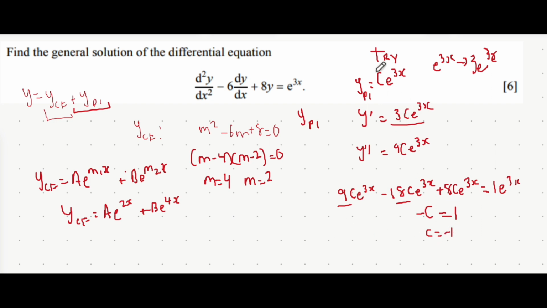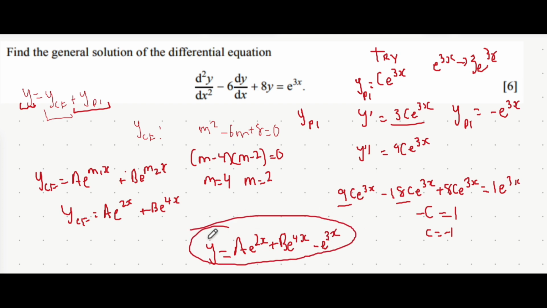Now that we know the value of c, we can write down that the particular integral is just minus 1 times e to the power of positive 3x. Finally, we can form the general solution because we know it is the complementary function, which is A e to the 2x plus B e to the power of 4x, plus the particular integral, which is minus e to the power of 3x. And that's the general solution. Again, we could have found the particular solution only if it gave us specific values to substitute in, but it hasn't given that here.